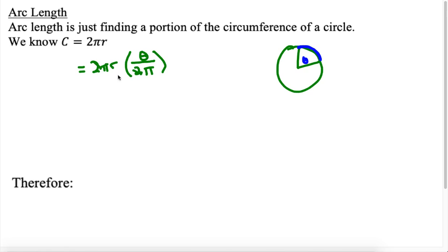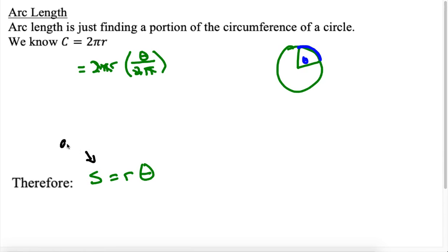The 2's would cancel, the pi's would cancel, and what we end up with is this formula, right? All we're left with is r times theta, the radius times the angle measure, and then we denote arc length with an s. So let's label these parts here. S equals r theta is our formula.